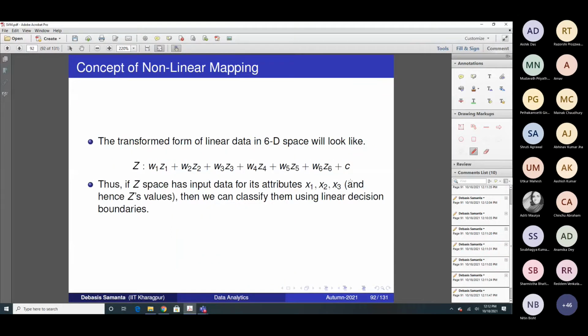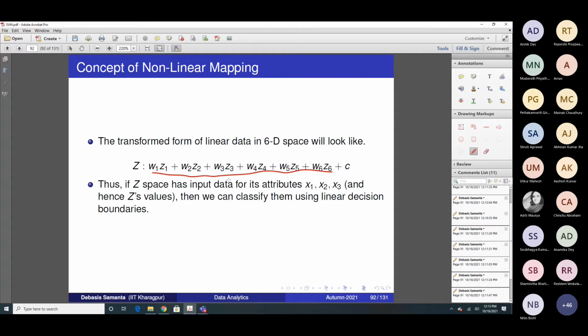Your transform equation looks like this. This is the transform equation. Now what you can see, this transform equation is very simple, it looks like a linear transformation. So what can we conclude from this discussion?